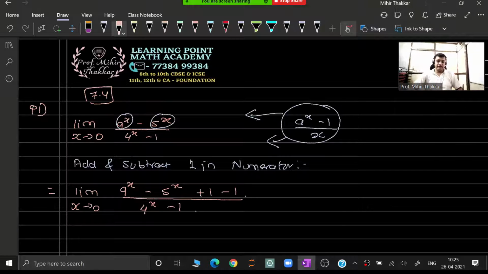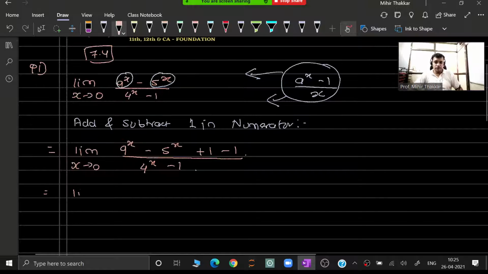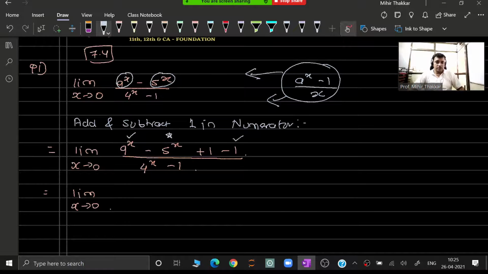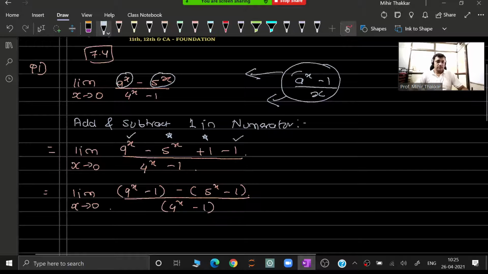Obviously for the denominator 4 raised to x minus 1, we will bring it down as it is as of now. Now what I can do is, I can take out 9 raised to x and minus 1 together. And for these both terms, I will take out minus sign common. So if I take out minus sign common, it will become 9 raised to x minus 1 minus 5 raised to x minus 1, whole upon 4 raised to x minus 1.